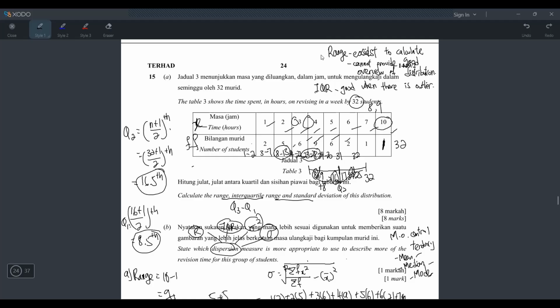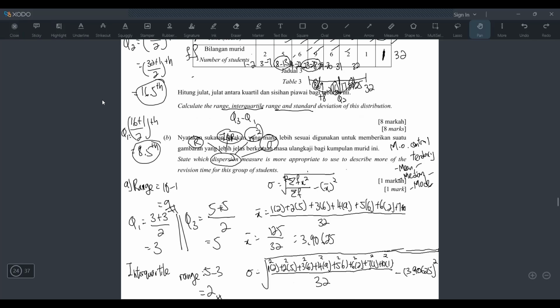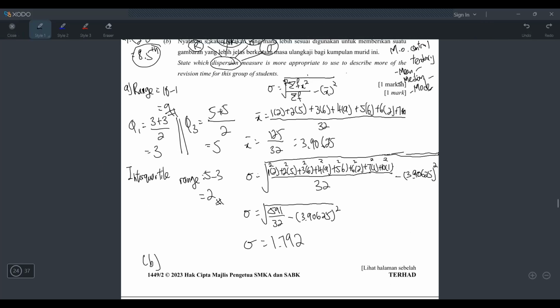So range is not appropriate, or not the best way to describe this data. IQR is much better, because for IQR you take Q3 minus Q1. So for B, your answer you will just write interquartile range.